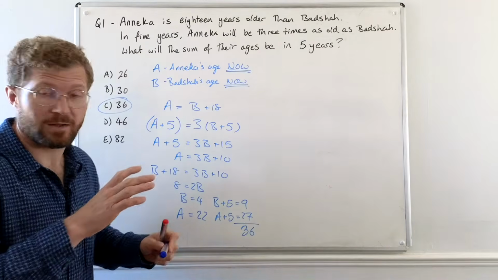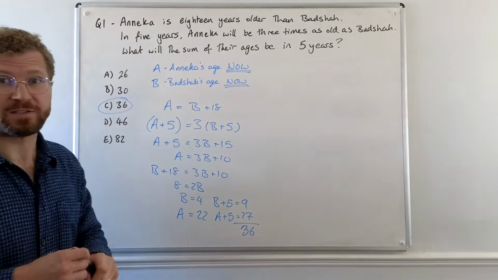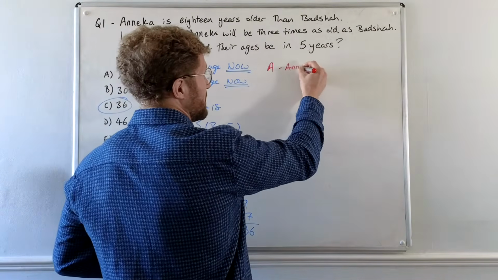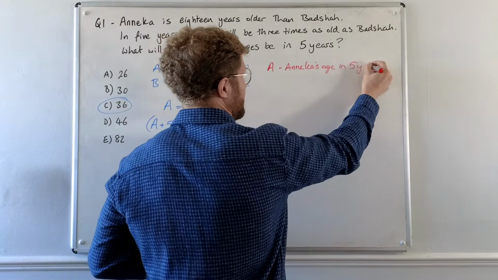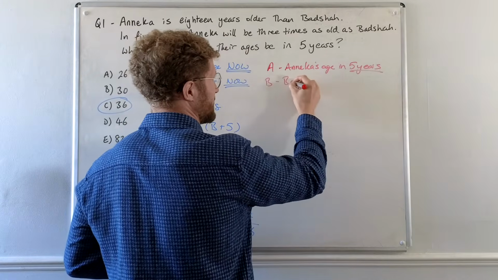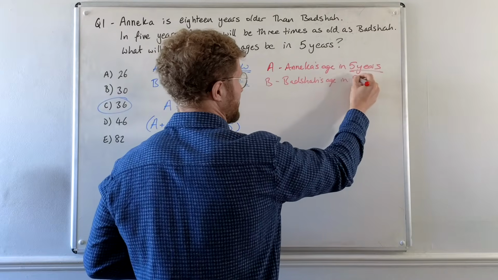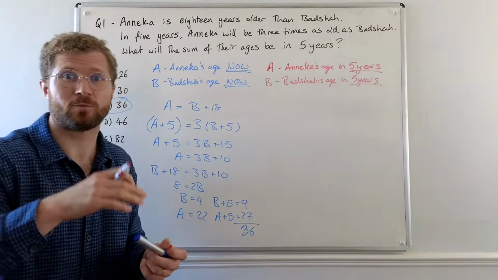All right, I said that I'd give you two ways of answering it. This one, we defined A and B as their ages now. Well, what we could have done is defined their ages in 5 years. So A is Annika's age in 5 years, and B is now going to be Badger's age in 5 years. And we can do the same process. Well, let's work our way through the question.